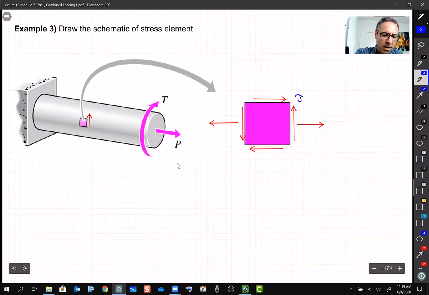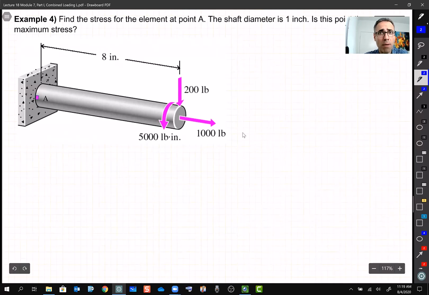So this is tau, which we can simply find as TR divided by J. And this is sigma, which is force divided by area, which is pi r squared. So in this example, sigma y is 0. We have only sigma x and tau xy. Very simple, right? Any questions so far? Are we good? If we are good, then let's make it even more complicated.